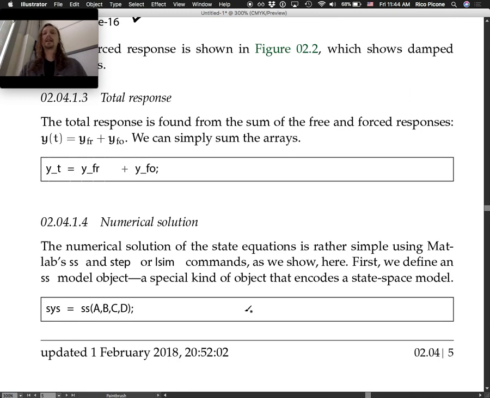So the numerical solution of the state equations is rather simple using MATLAB's SS and step or LSIM commands, as we show here. First, we define an SS model object, which is a special kind of object that encodes a state space model in MATLAB. It's literally just the command SS, and you give it your A, B, C, and D matrices. And then you have this magic object assigned to the sys variable. So we could have named it barf or whatever. We named it sys.